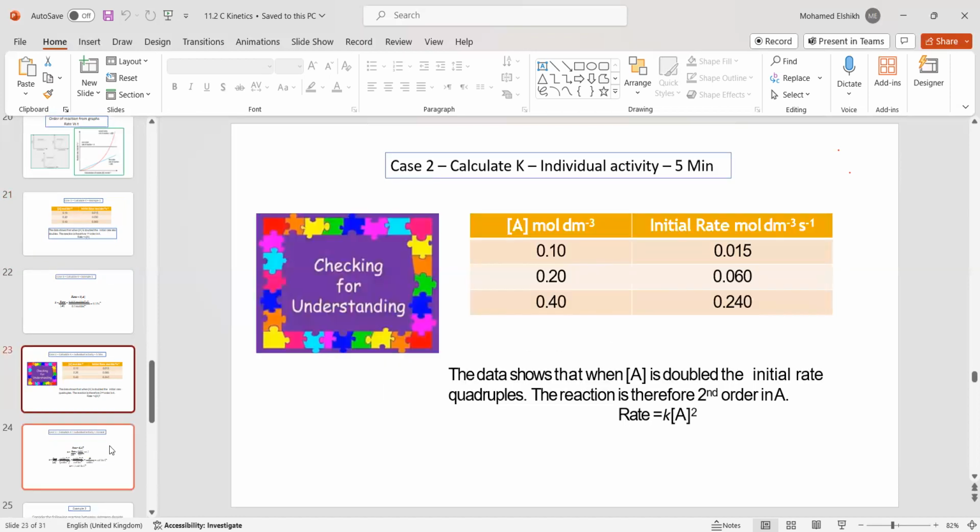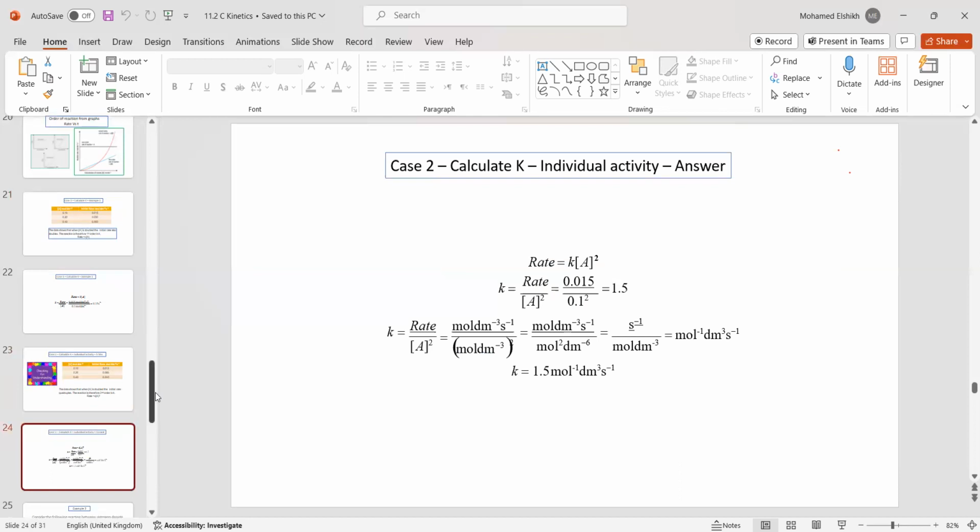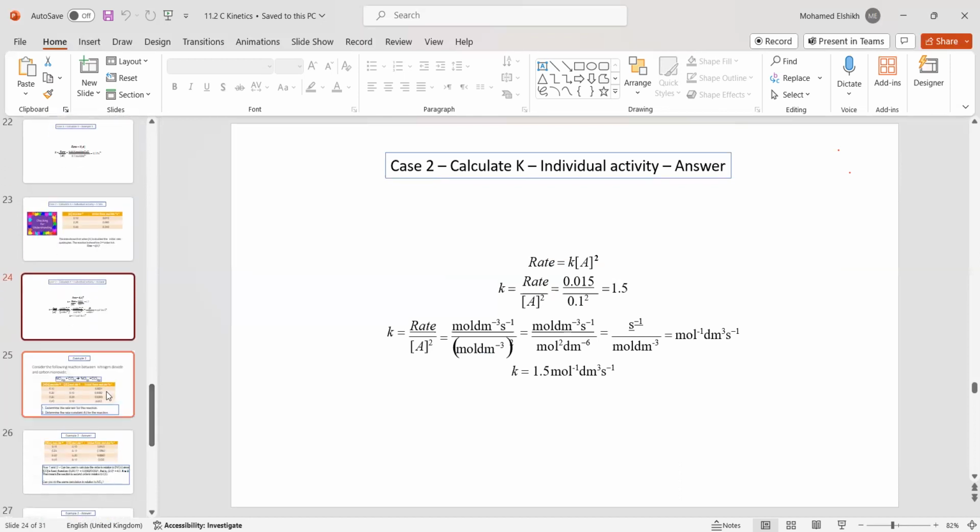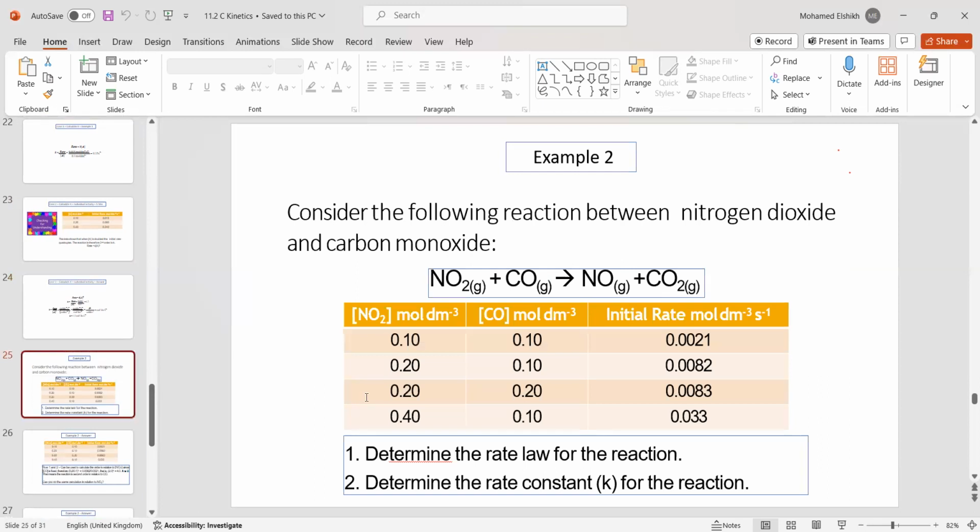These are solved examples, so I would invite you not to look at them and try to solve them by yourselves. Let's look at this. Now you have a chemical reaction like this. You are given some experimental data, and you are told two things. Write the rate law of reaction, and then determine the rate constant for this reaction.